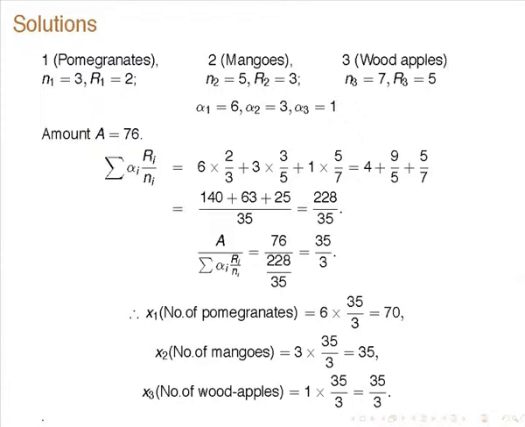So, then amount is given to be 76. So, total amount is this, what each individual thing you will get. You have to calculate all these things. And finally, you get the number of pomegranates to be 70, number of mangoes to be 35 and number of wood apples is equal to 35. So, this is what you will get for 76 panas, okay, 76 panas. When it is mentioned that the number of mangoes is thrice the number of wood apples and number of pomegranates is 6 times the number of wood apples. So, this is one typical problem.